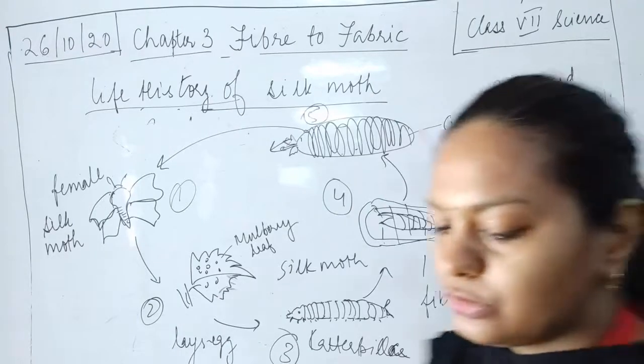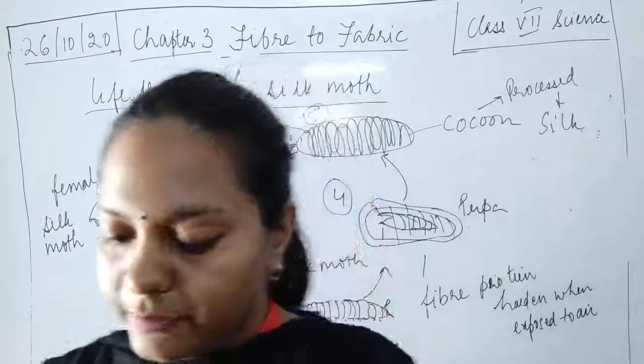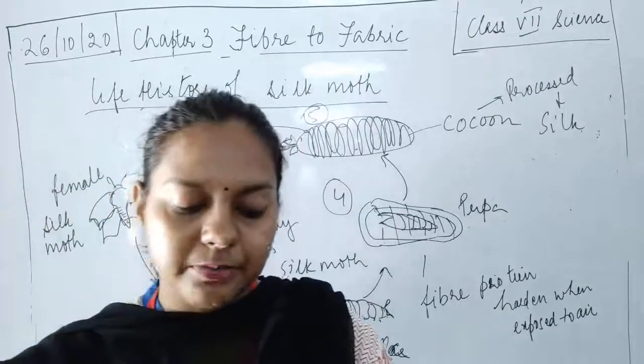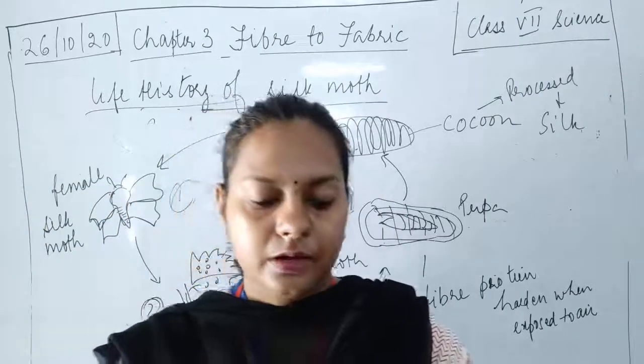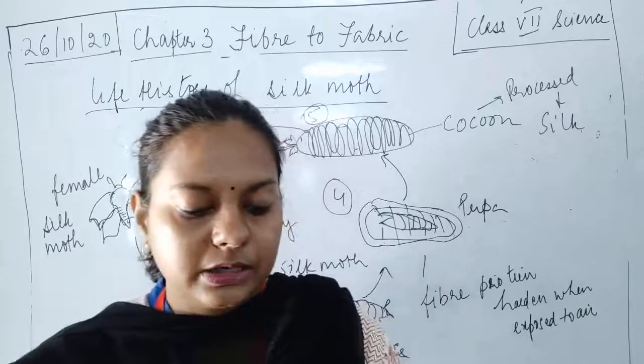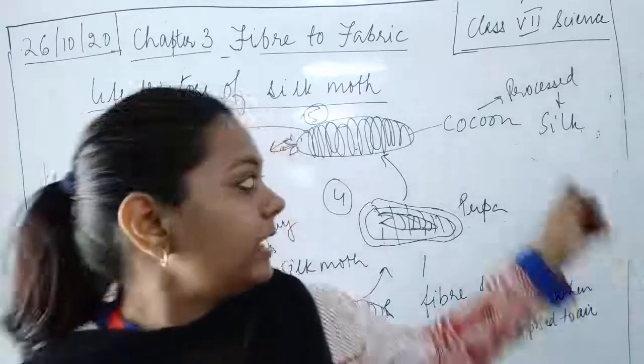When it is exposed to air, it becomes silk fiber. Soon the caterpillar completely covers itself. It covers itself by the silk fiber on the pupa.